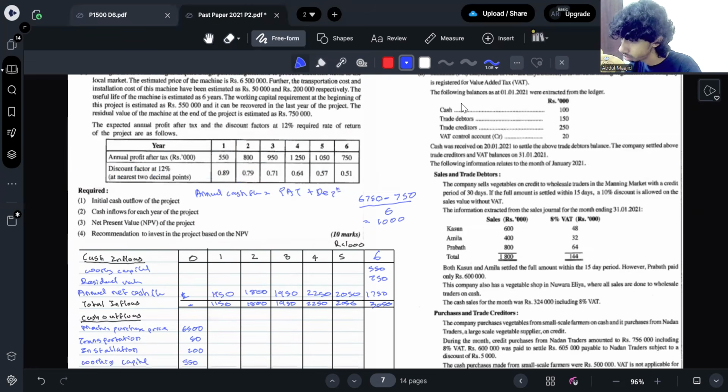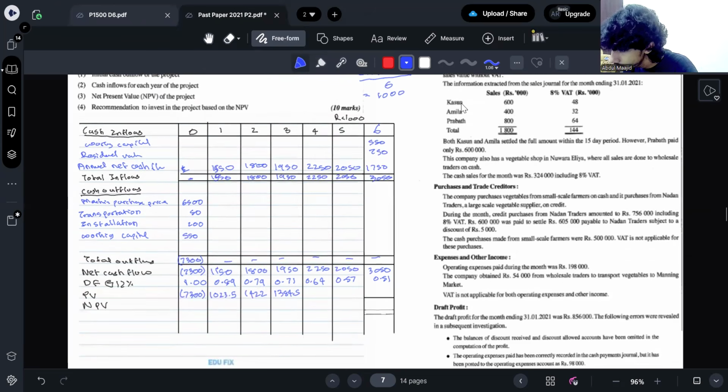It's 550, then 1,000 plus 550, 1,550. Then 1,550 into 0.89 is 1,379.5. Then 2,250 into 0.64 is 1,440. 2,050 into 0.57 is 1,168.5. And 3,050 into 0.51 is 1,555.5.